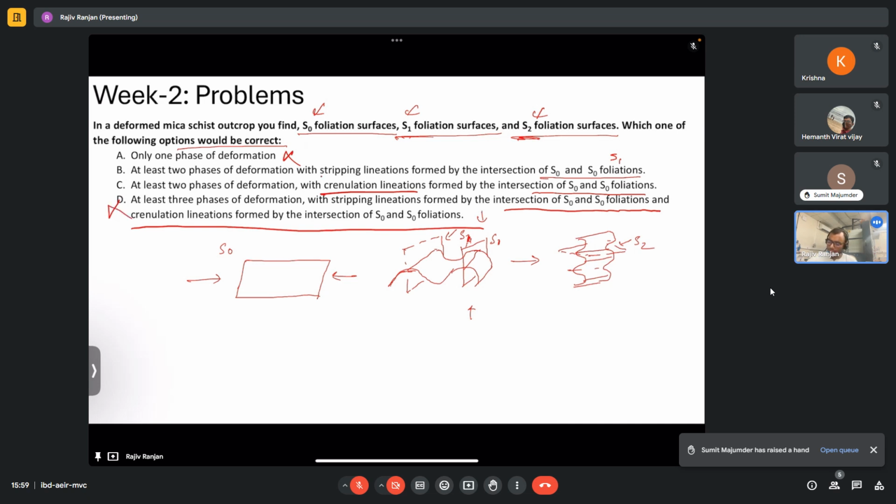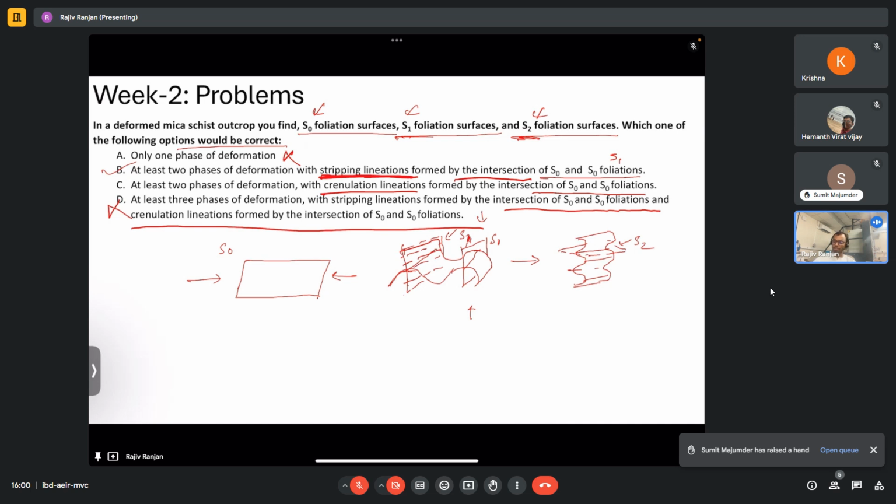And we studied that striping lineations are found by intersection, not crenulation lineations, right? So option B is correct. If you see here, there will be some striping lineations on these S1 surfaces, or you can see them on the S0 surfaces as well. So that is why option B is correct.